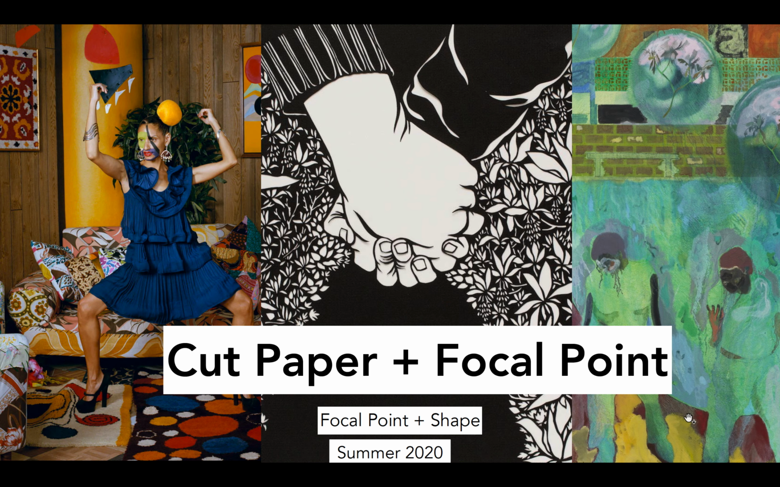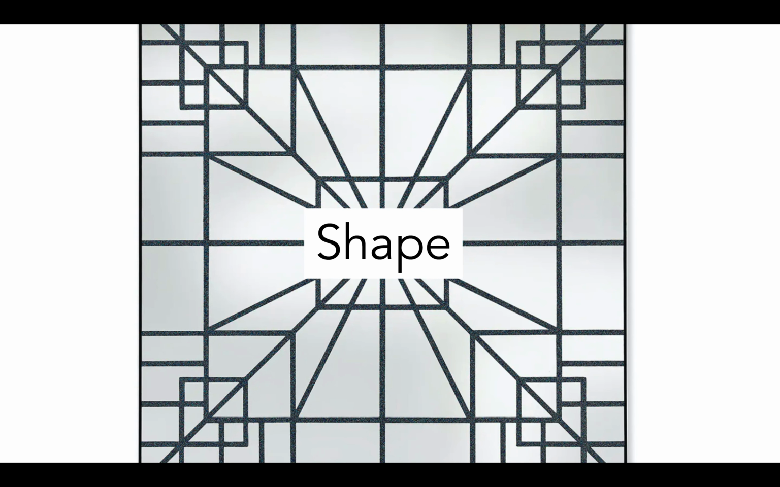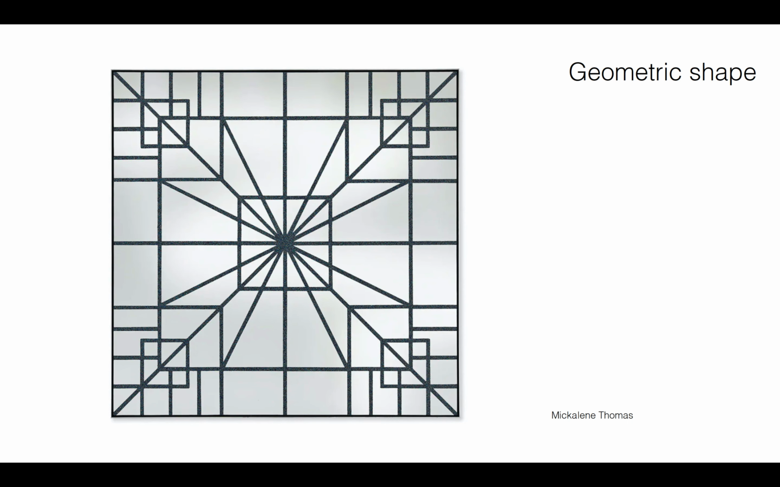So today we're going to be talking about cut paper. We're also going to be talking about how to establish a focal point. We're also going to be discussing shape in regards to your cut paper assignment. There are several types of shape that we're going to be working with, the first of which is geometric shape. Within geometric is rectilinear and then also curvilinear types of shape.